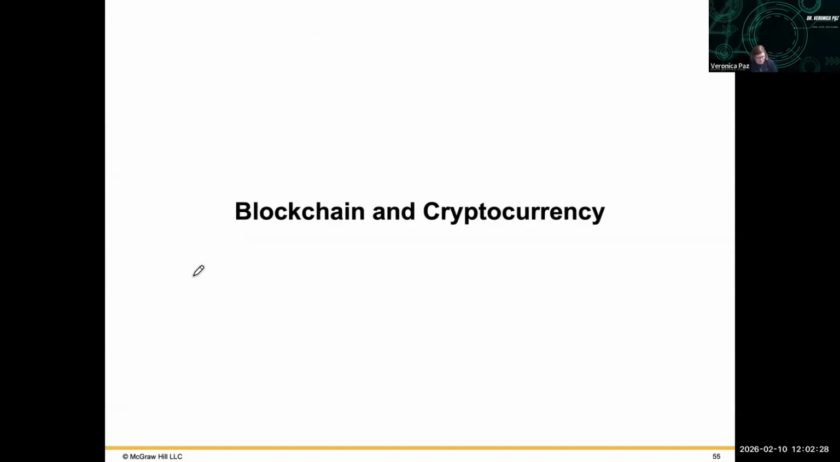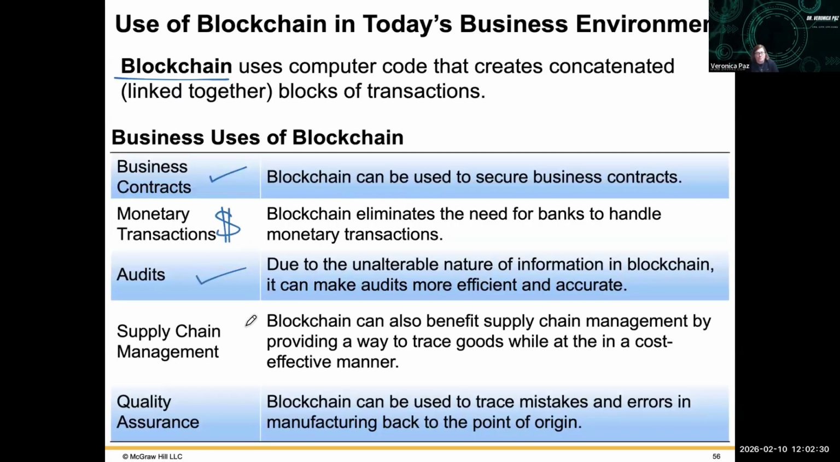We can do audits through blockchain. We have supply chain management that can be done through blockchain, and quality assurance, right? We want to trace any mistakes and errors, and we can trace that back to the point of origin. So blockchain and integrated ledgers are really changing the way that business transactions are done, and hopefully far more securely.